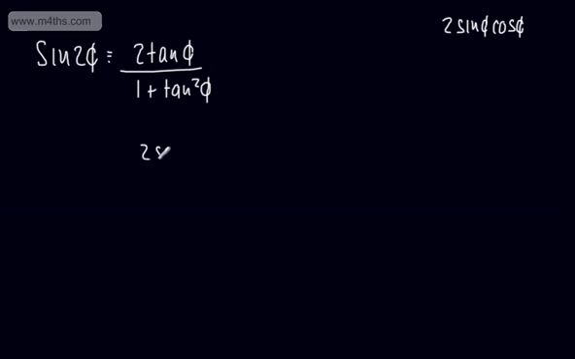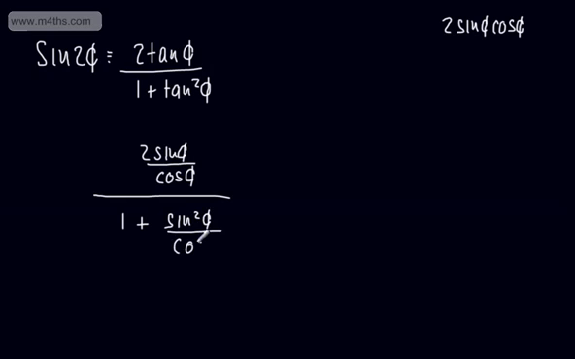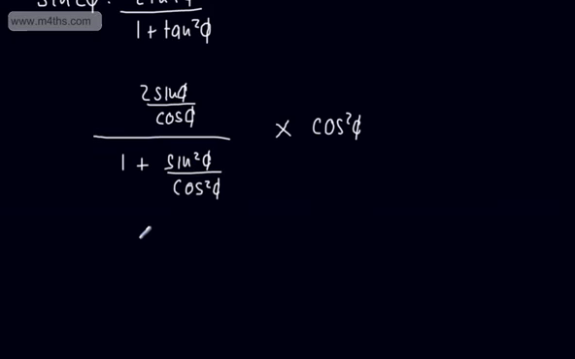So what we've got then is 2 sine theta over cos theta in the numerator. And then I've got now 1 plus sine squared theta over cos squared theta. What I'm going to do here to clear this fraction is multiply top and bottom by cos squared theta. So if I multiply top and bottom by cos squared theta, so multiplying the numerator, multiplying the denominator, the numerator will become 2 sine theta.